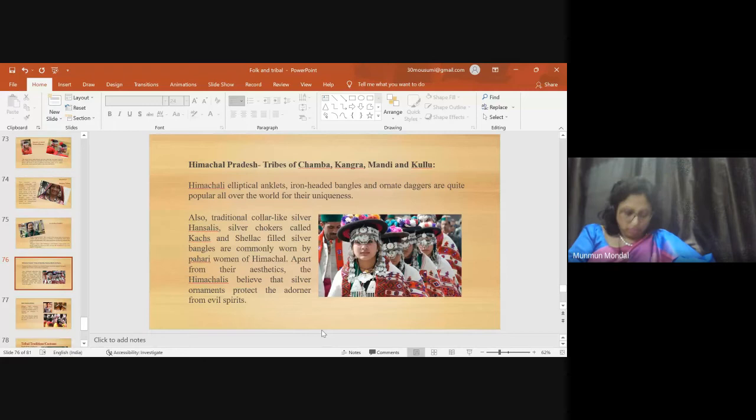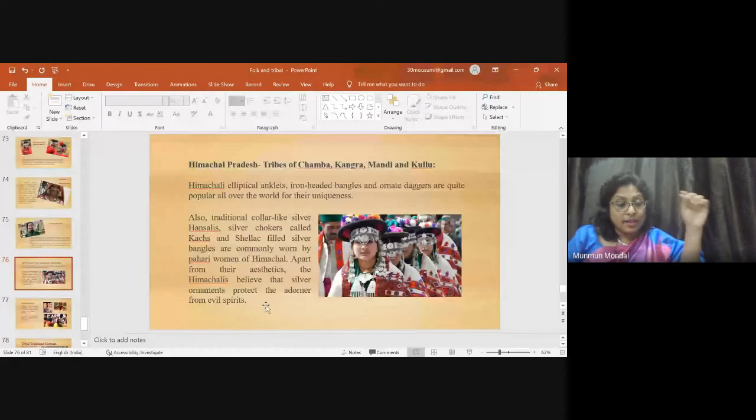Then I'm moving to the Himachal Pradesh tribes. In Himachal Pradesh also, in Chamba, Kangra, Mandi, Kullu, we can see how beautifully they adorn their body with different collars, silver hanslis and silver chokers, different silver bangles, commonly worn by the Pahari women of Himachal Pradesh.